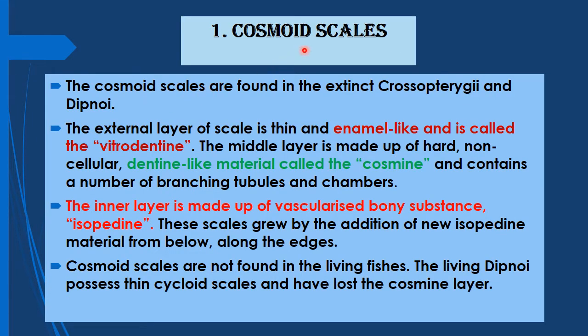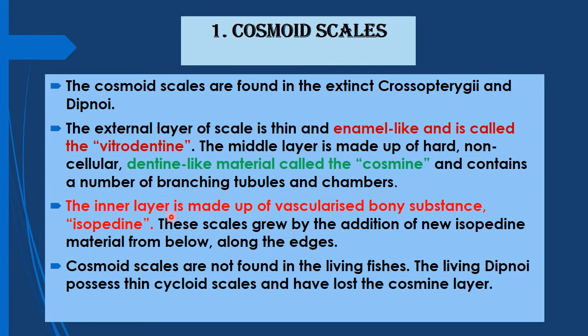So let us go through the first type of scale, that is cosmoid scales. The cosmoid scales are found in the extinct Crossopterygii and Dipnoi fishes. The external layer of the scale is thin and enamel-like, and it is called vitrodentine. The middle layer is made up of hard non-cellular dentine-like material called cosmin. Due to the presence of this cosmin material, the scales are called cosmoid scales, and it contains a number of branching tubules and chambers.